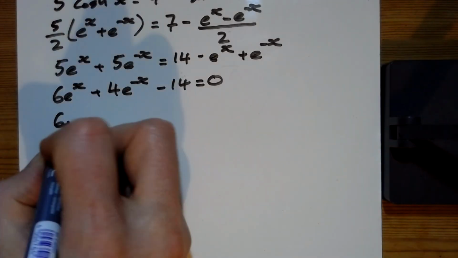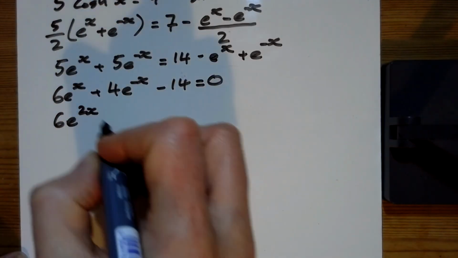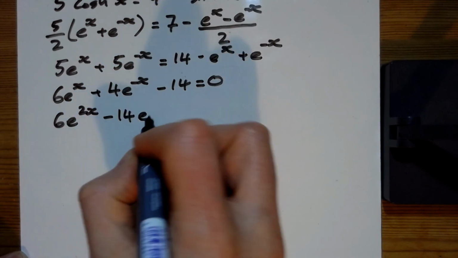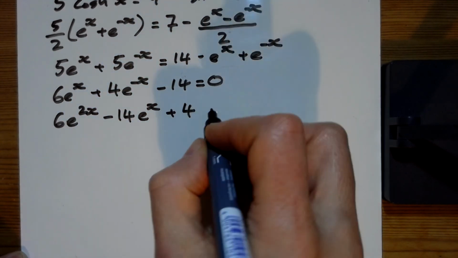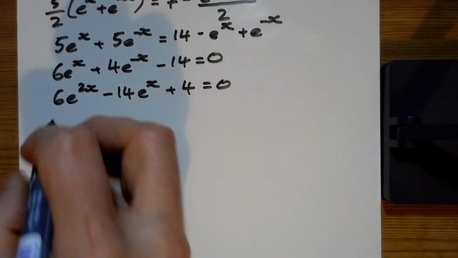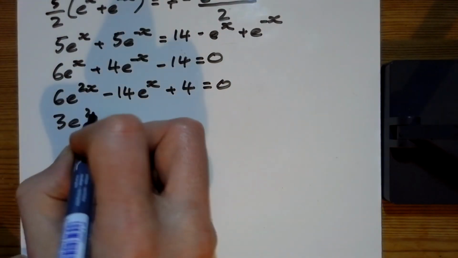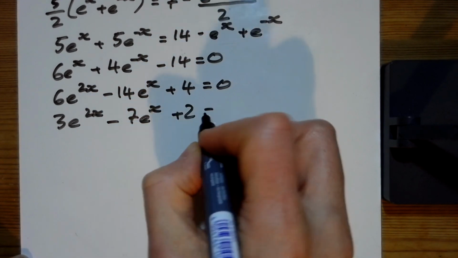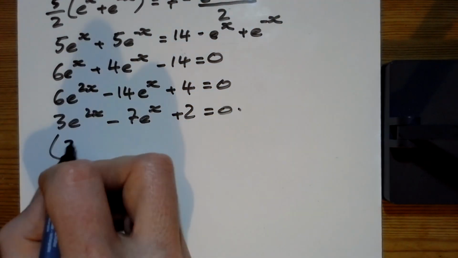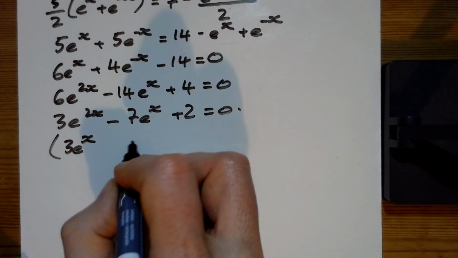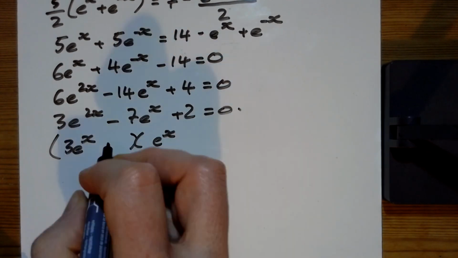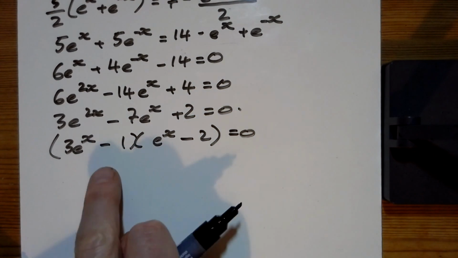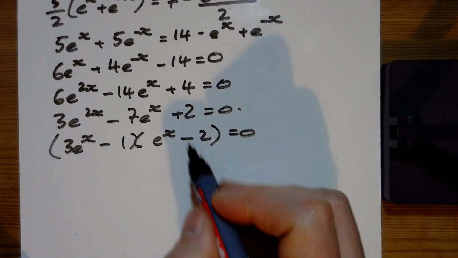So if you times it all by e to the x, we get 6 e to the 2x minus 14 e to the x's plus 4 equals 0. Divide it all by 2, and there's a nice little quadratic. Let's factorize that quadratic. It's going to be 1 and 2, isn't it? It's that way around. And they are both negative, yes, they're both negative to give that bit there.